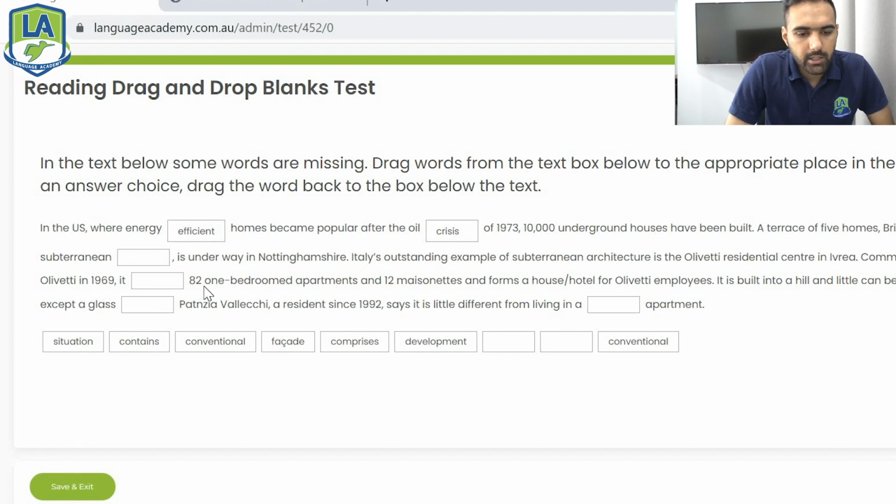It dash 82 one bedroomed apartment. Now we have got it and blank. If you have got a blank after it, you'll have a plural word. For example, it plays an important part. You'll never say it play an important part.